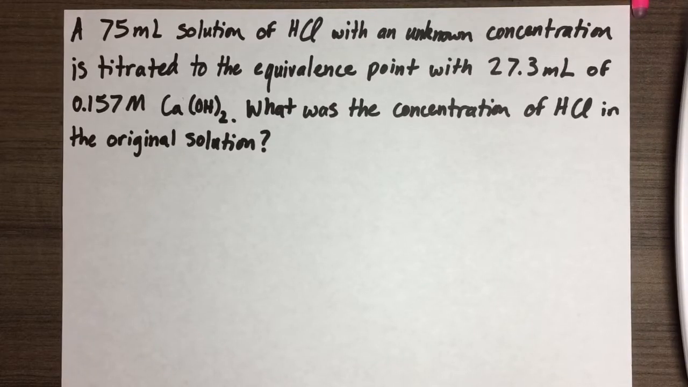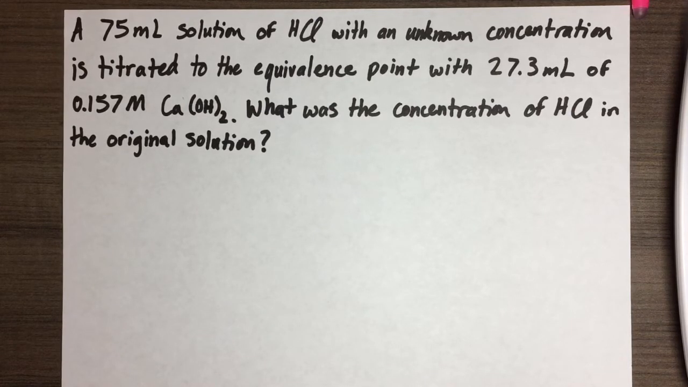Okay, so here we're given a titration problem. And first we're going to read through what is written down here. It says, a 75 milliliter solution of hydrochloric acid with an unknown concentration is titrated to the equivalence point with 27.3 milliliters of 0.157 molarity of calcium hydroxide. What was the concentration of hydrochloric acid in the original solution?